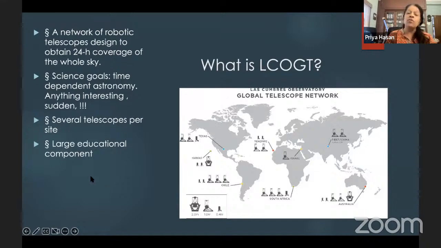And then the other important role LCO plays, which is what we are engaged in just now, is a large educational component, right? Since we have access to these telescopes, we actually have access to instruments. It's almost the feeling of observing with the telescope, which we can do. So that's the other important role that LCO plays.